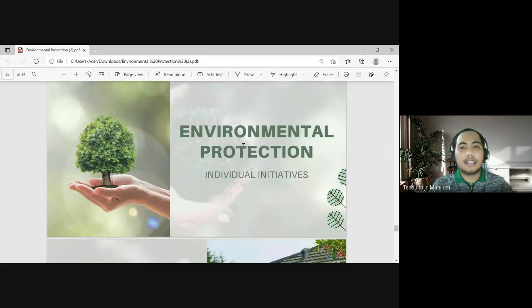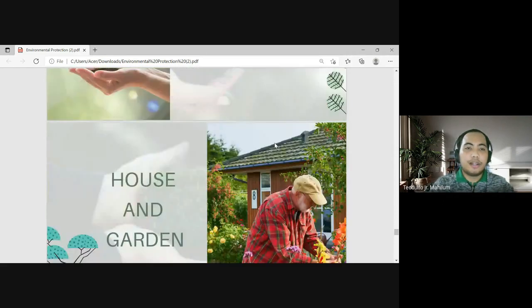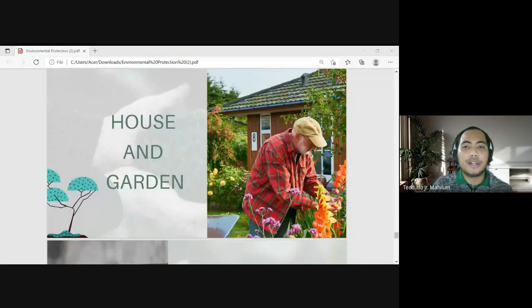Now let us proceed with the last subtopic of this chapter, the environmental protection by the initiatives of every individual. What can you do as an individual to protect the environment? Okay, even with a simple initiative. So at home, a house or a garden, you can protect the environment by growing your own food, planting things like garden vegetables and herbs will help you eat organic foods.